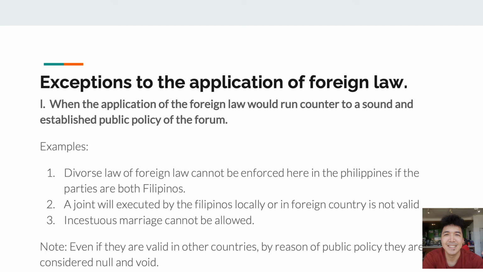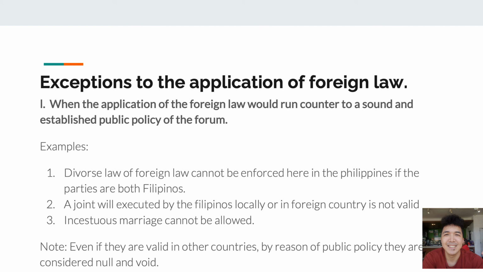However, there are instances that even after proving or alleging a foreign law, it cannot be applied in our courts. So these are the exceptions to the application of foreign law. 1. When the application of the foreign law would run counter to a sound and established public policy of the forum. Examples: divorce law or foreign law cannot be enforced here in the Philippines if the parties are both Filipinos, because our country doesn't recognize divorce.